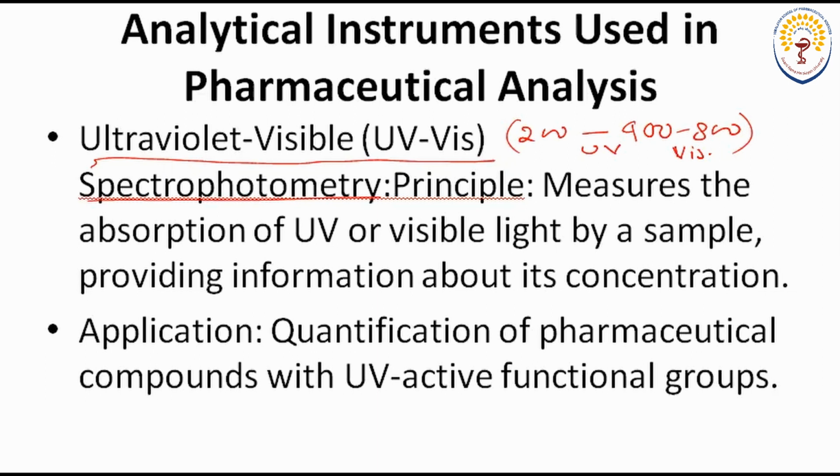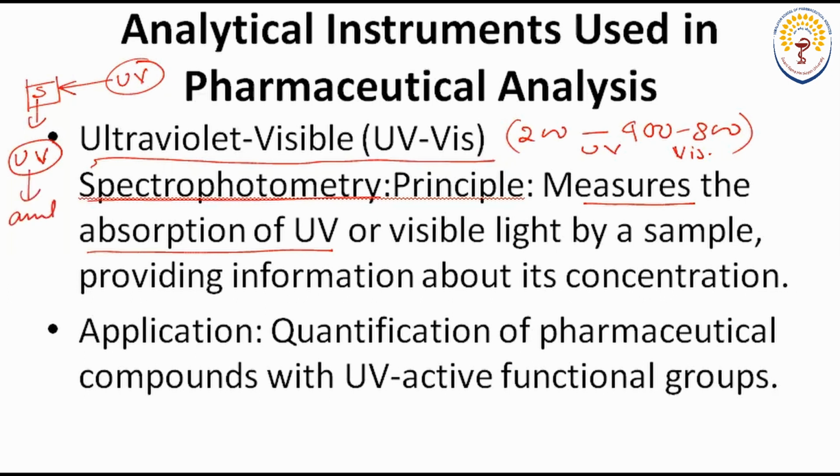Now what we are doing with UV visible spectroscopy, we are actually subjecting ultraviolet visible light onto our sample. The sample will absorb some ultraviolet visible light depending upon its property, and due to the range of UV that is being absorbed, we identify the compound. So not only for identification but also for quantification this technique is used. The amount of UV light absorbed tells us about the concentration of the sample.